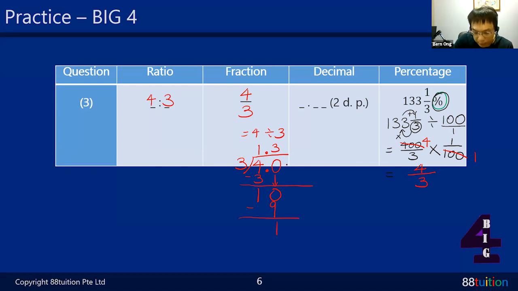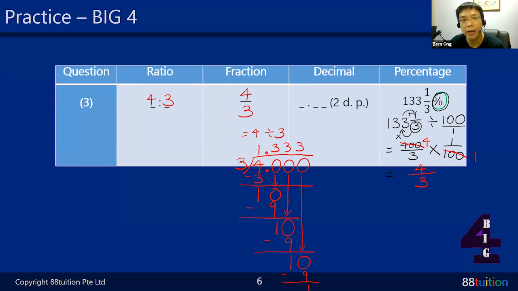Not good enough. Take down another 0. Take down the free 0. So many free 0s, like a buffet. 3 times what is 10? 3 times another 3 is 9. Still got a 1 down here. Take down another 0. Can you see the pattern here? You will still get 1.3 endless.